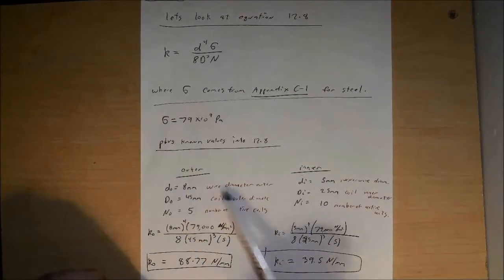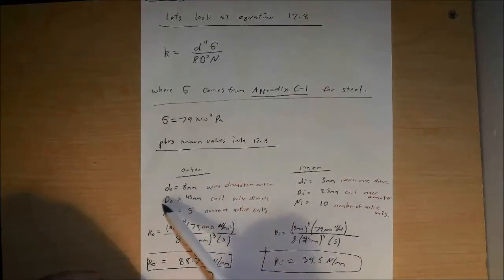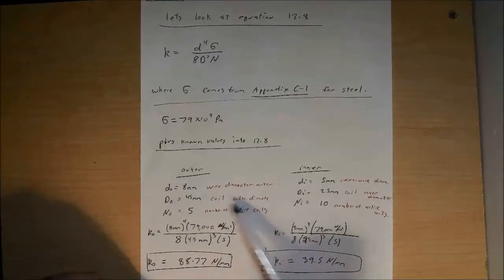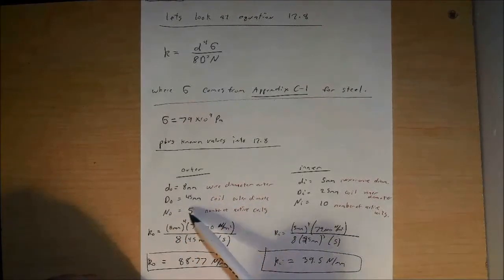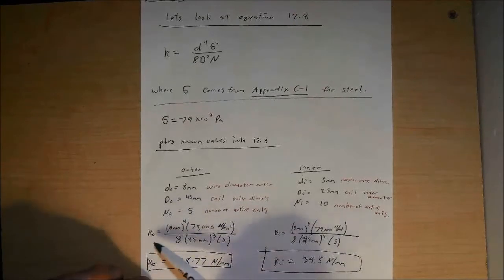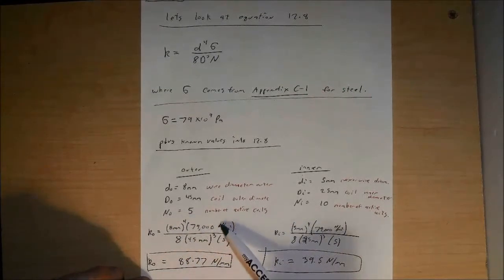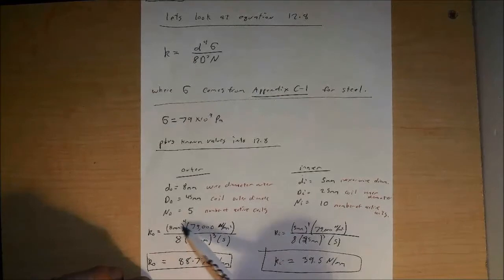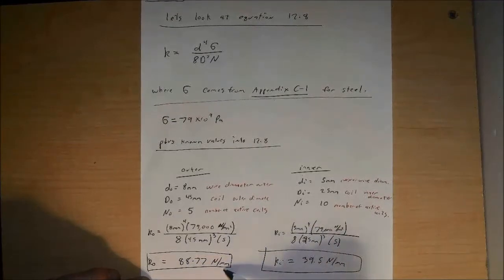Our d sub O, our wire diameter for the outer, is 8 millimeters. Our big D sub O, our coil diameter for the outer, is 45 millimeters. And our N sub O, our number of active coils for the outer, is 5. We can plug this into our 12.8 equation. K sub O is equal to 8 millimeters to the fourth times 79,000 newtons per millimeter squared. And see, we're dealing with millimeters here, not meters. Divided by 8 times 45 millimeters cubed times 5 for our N of 5. Plug this in, and K sub O is equal to 88.77 newtons per millimeter.